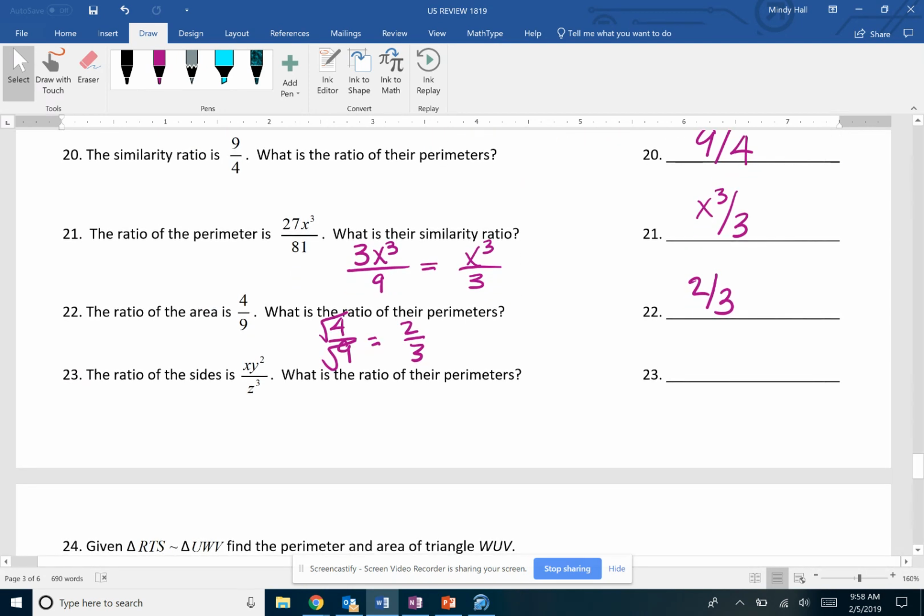So last one, the ratio of the sides is xy squared over z cubed. What is the ratio of their perimeters? Ratio of the sides is the same as a similarity ratio because that's how we make similarity ratios. So since it's similarity of the perimeters, it'd be xy squared over z cubed.